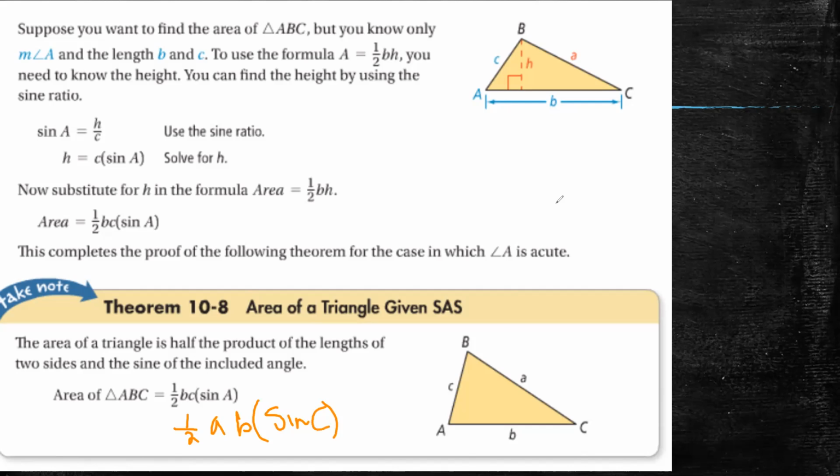As an example, half a c sine: the included angle between a and c is B, thank you. To know it correctly, here we have letters A, B, C. So if we have a and b, the missing is C. If you have a and c, the missing is B. Let's now have examples here.